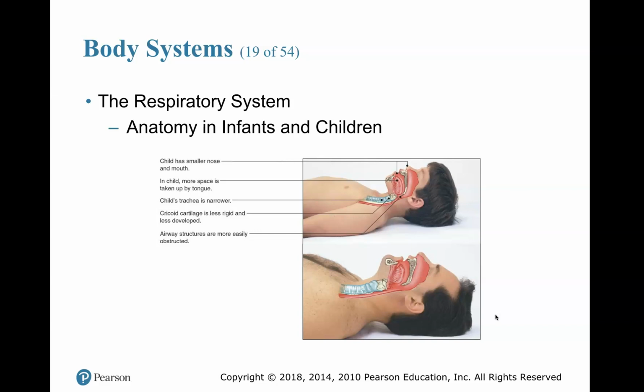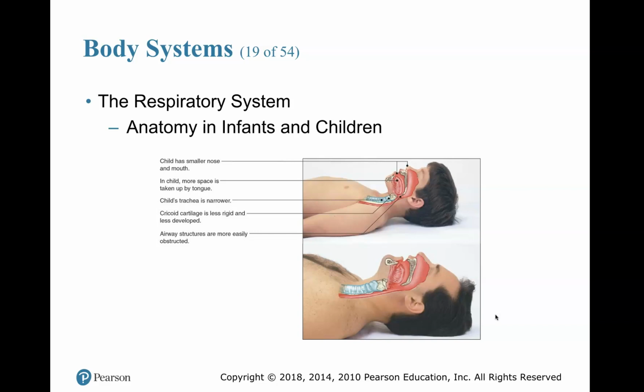Okay, so anatomy in infants and children. This picture says it all, really, if you look at the way the animated airway looks as they're laying supine. The child has a smaller nose and mouth than an adult. In the child, more space is taken up by the tongue, because the tongue is one of those muscles that doesn't really grow over time.